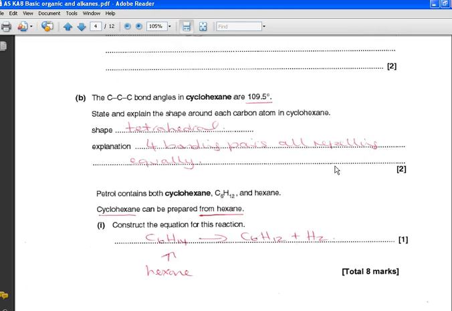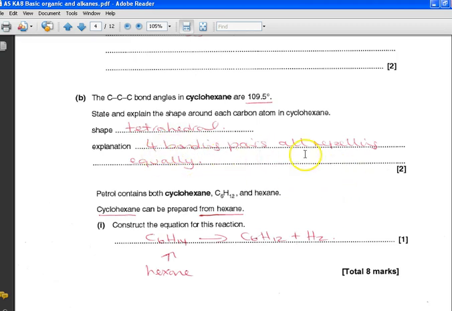Learn your shapes and bond angles. Some of you got this wrong again. You shouldn't really be getting these kinds of things wrong because this is just learning stuff, and you should be learning it by now. Your exam is too close for you not to be revising at this point.